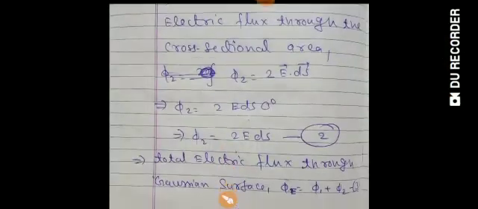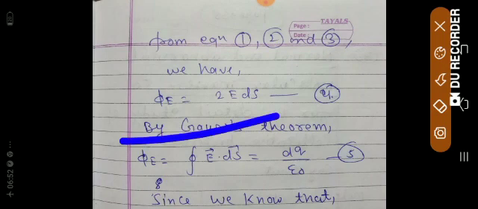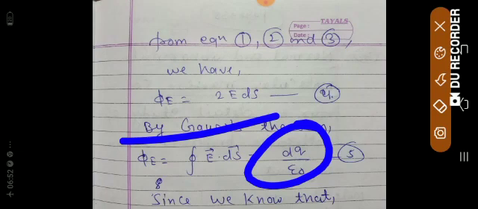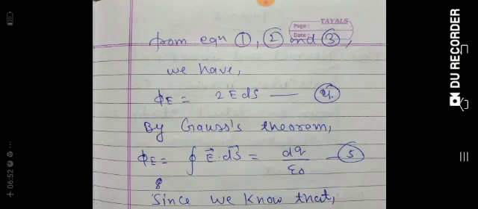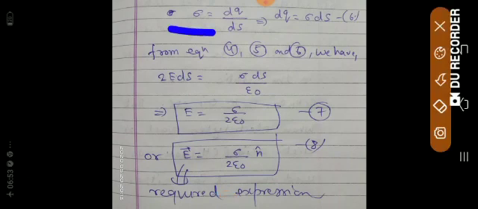So come to the original mathematical part where I left it. Yes, phi E is equal to the surface integral E dot ds, equal to dq by epsilon naught. It is simple. Since we know that sigma equals dq by ds, dq is equal to sigma ds. This is your equation number 6.